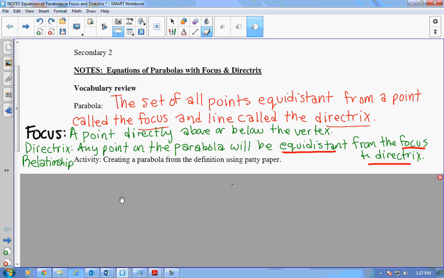Directrix. I'll show you a picture of what that is in just a sec. Any point on the parabola will be equidistant from the focus and directrix. So that's the directrix relationship. After you have that written down, I'll switch over to a picture really quick.